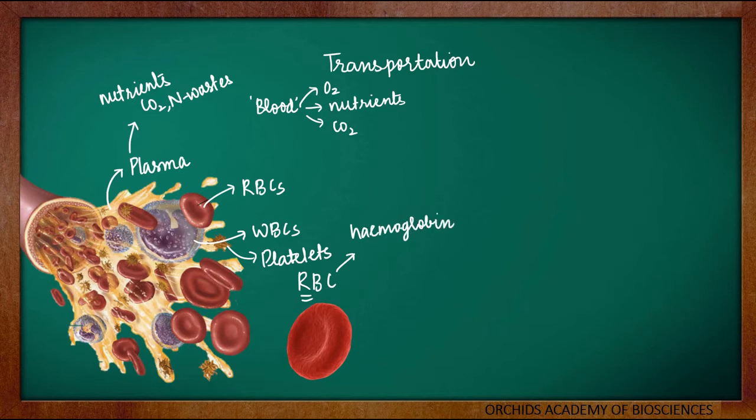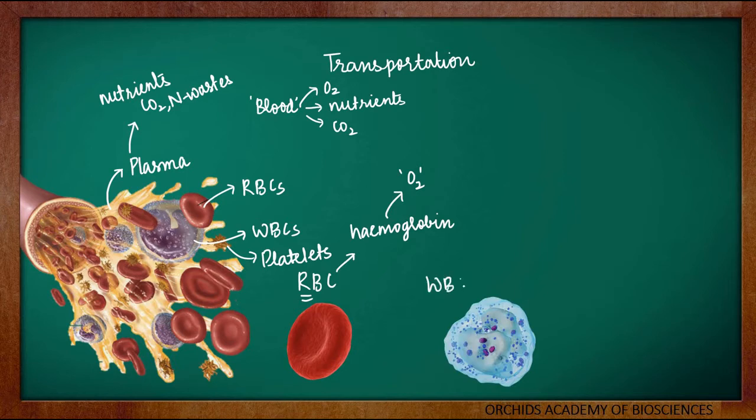This hemoglobin pigment is responsible for binding with oxygen because it has a very high affinity towards oxygen and transporting the oxygen through the blood. So RBC is red in color due to the hemoglobin pigment, and hemoglobin also binds with oxygen and is transported through blood with the RBC. The next constituent of blood is WBC, or white blood cells. These white blood cells are responsible for providing immunity to our body.